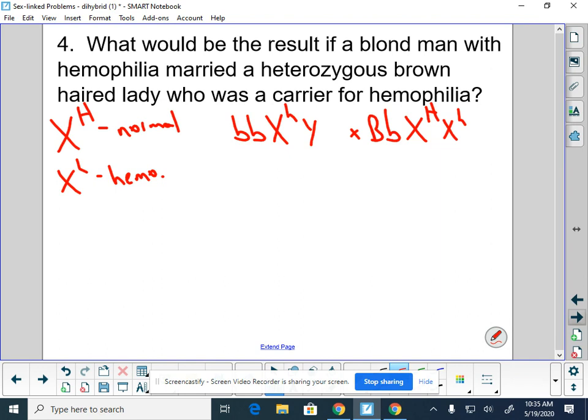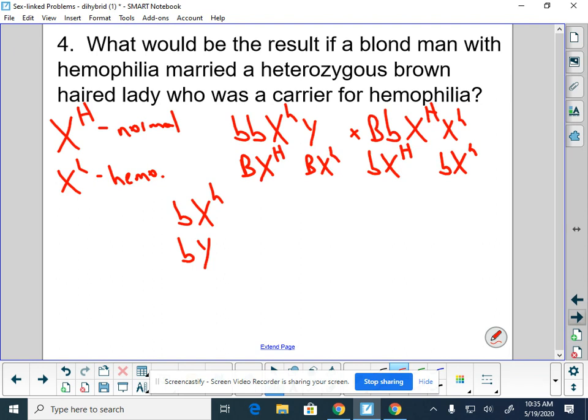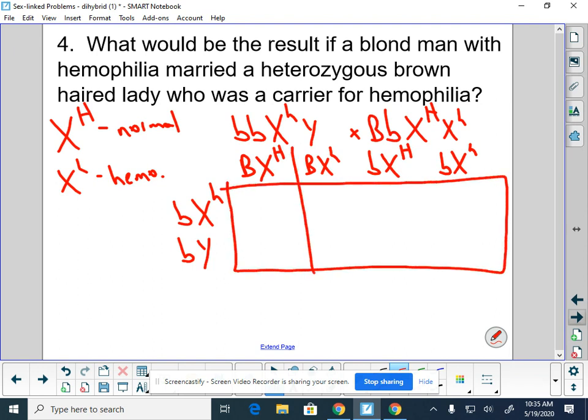So let's do our Punnett square. For the man, we could have a little b, X little h, or little b, Y. And for the mother, we've got 4 possibles. B, X big H, big B, X little h. Little b, X big H, little b, X little h. So this is going to be a 2 by 4 box Punnett square, or 8 box Punnett square.